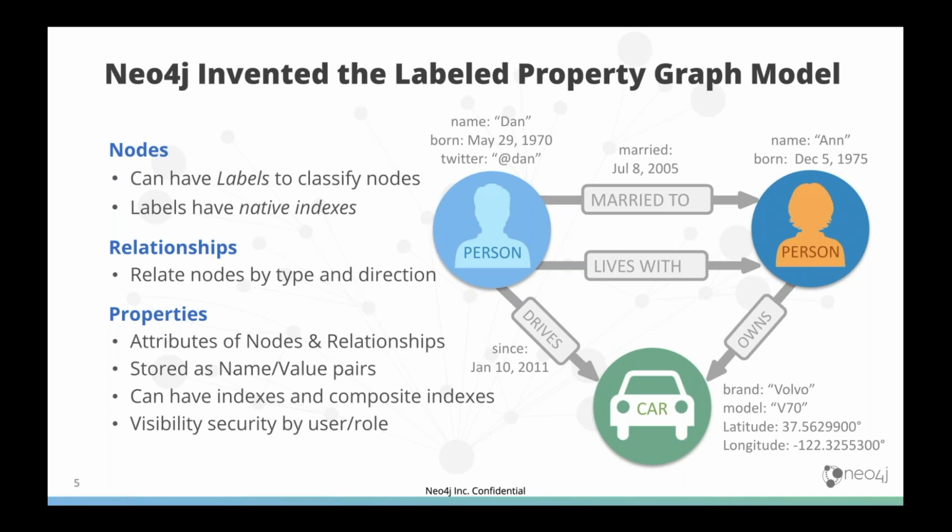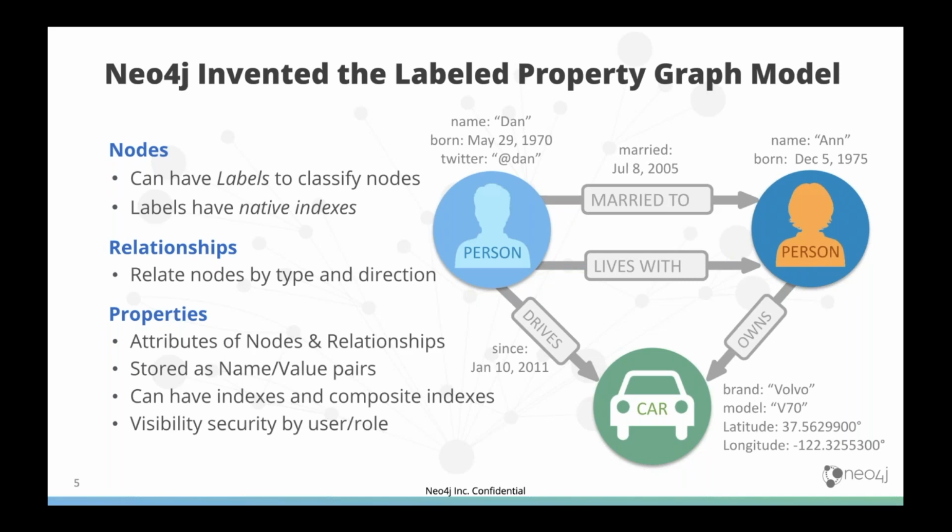In this particular instance, you can see there are two people. Those are nodes that are connected to each other. So Dan and Anne are connected to each other because Dan is married to Anne. Dan also lives with Anne. Anne owns a car that Dan drives. And so you can see all of these relationships. So you have nodes, you have relationships. Each of these things have properties associated with them. So Dan and Anne have properties of the birthday. Dan has a Twitter handle. The relationships themselves can also have properties. So Dan and Anne were married together back in July of 2005.